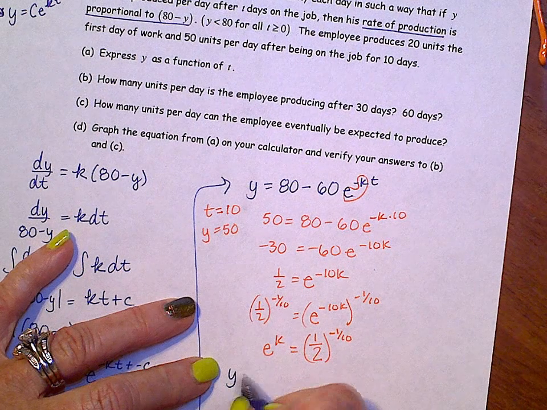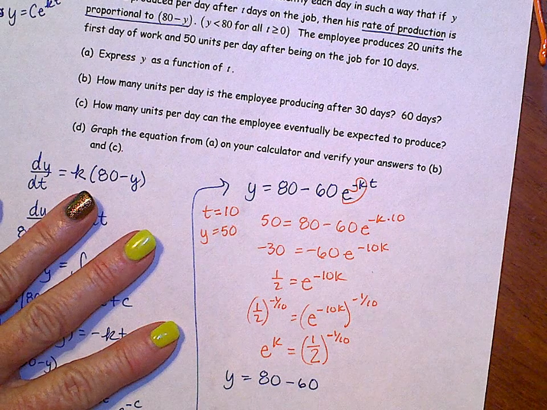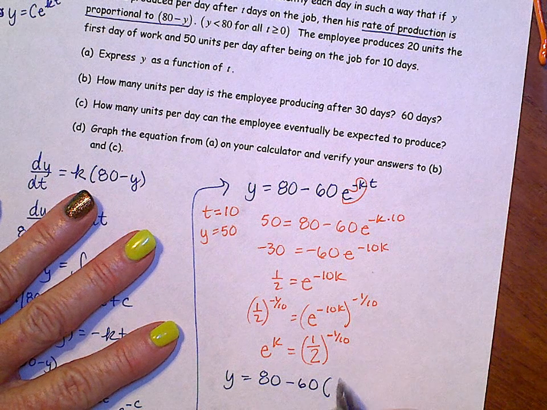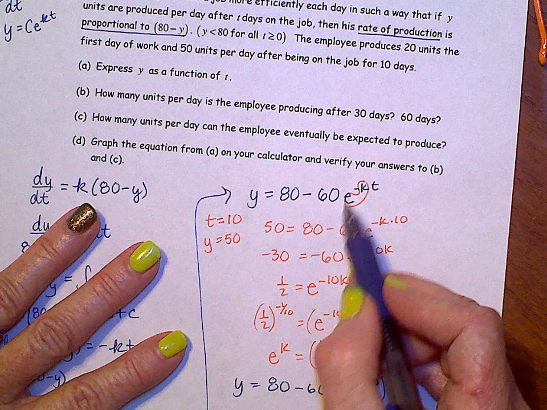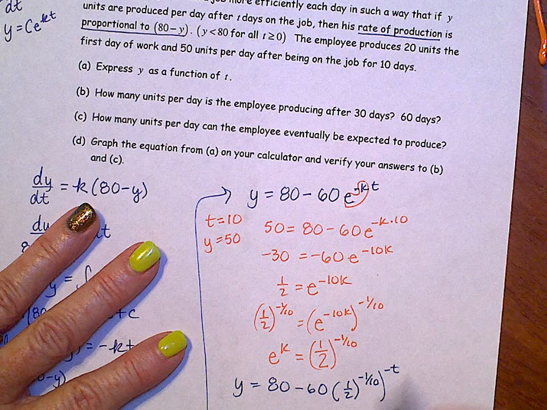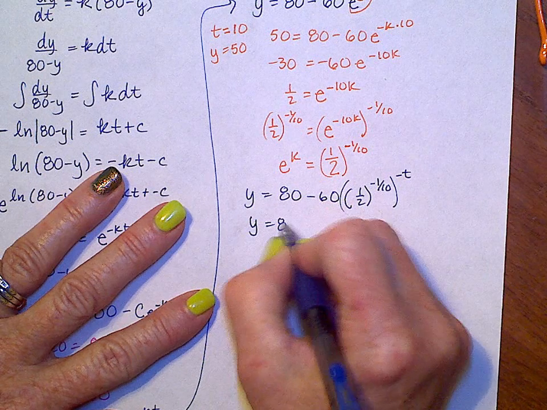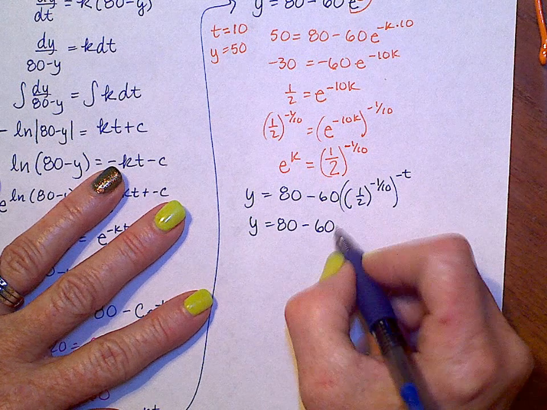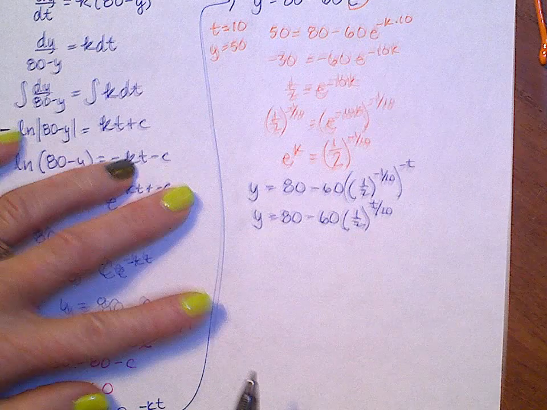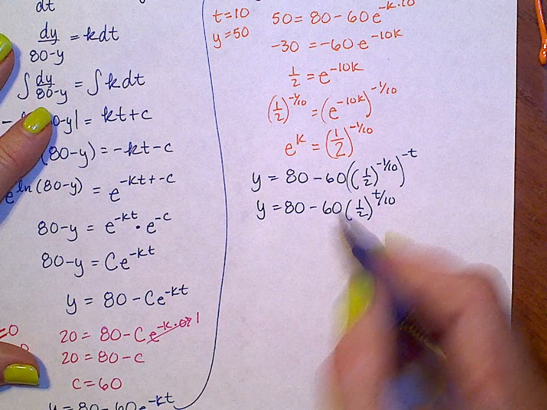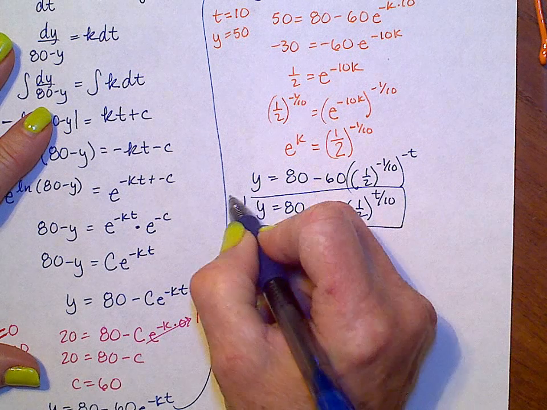So we have y equals 80 minus 60, all right, e to the k, 1/2 to the negative 1/10, but then that's raised to the negative t. And finally, this is 1/2 to the t over 10. There we go. That's the answer to part A.